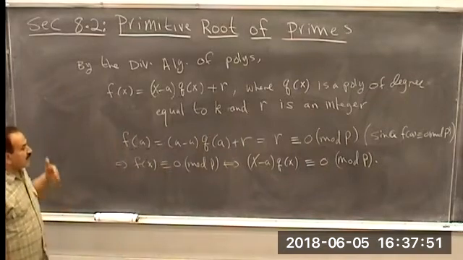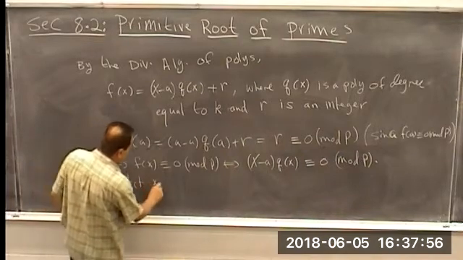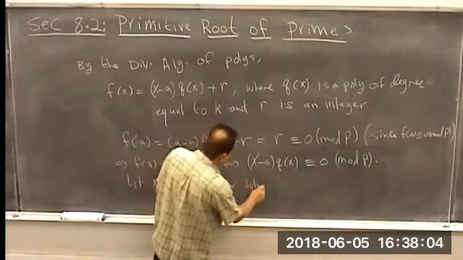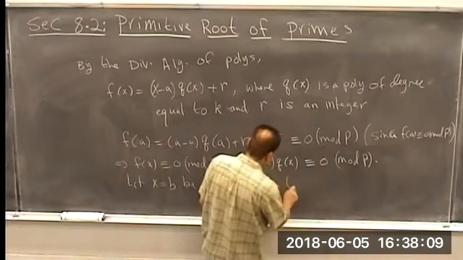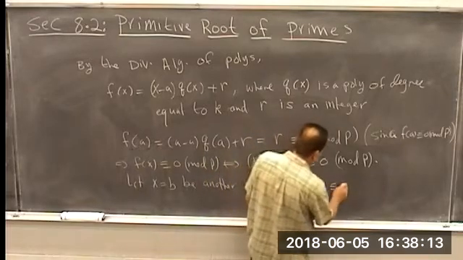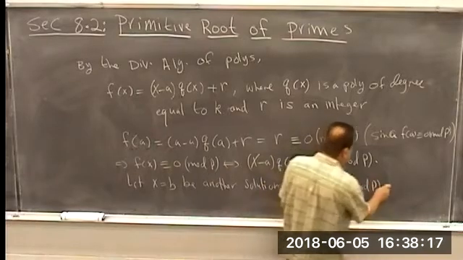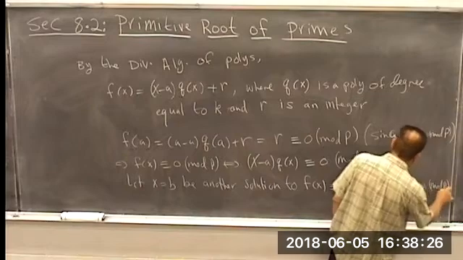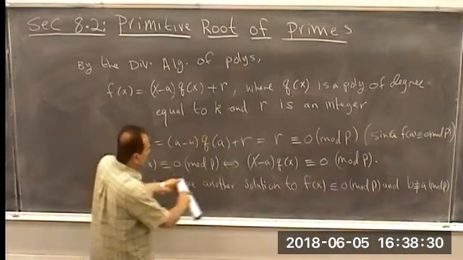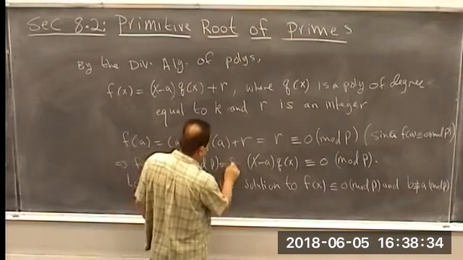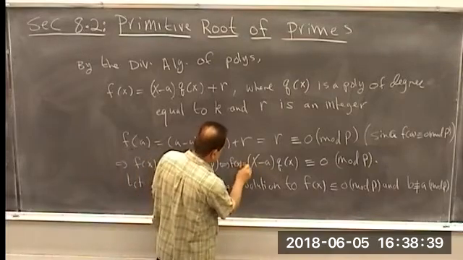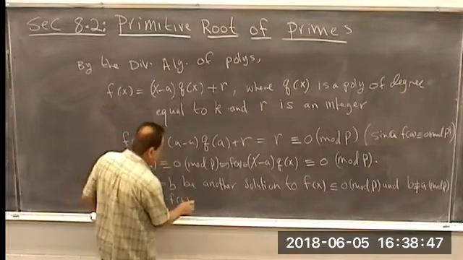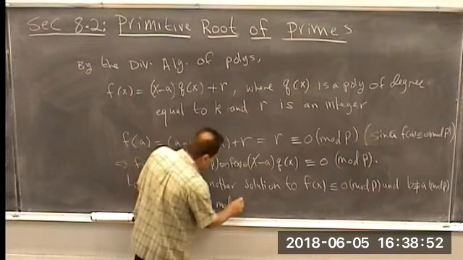Now let's assume that we have another root, x equal b, be another solution to f of x congruent to 0 mod p, and b is not congruent to a. It's a different solution mod p, an incongruent solution. By the way, here we also could say still f of x, so this is the same as f of x, just written in a different way. So again, this being a solution implies that f of b is going to be congruent to 0 mod p. This holds.